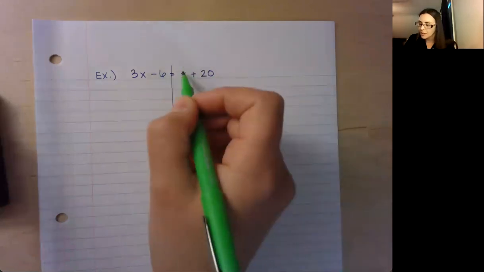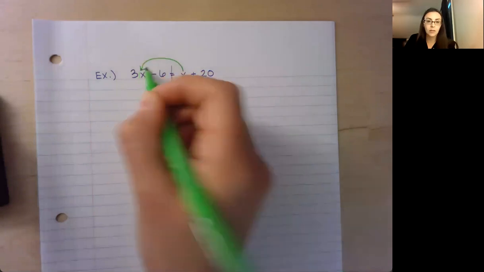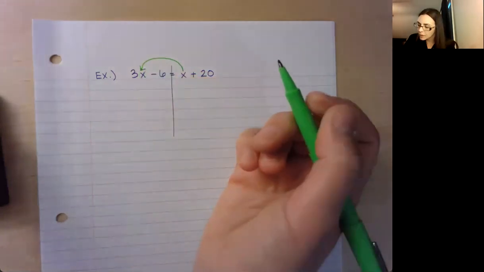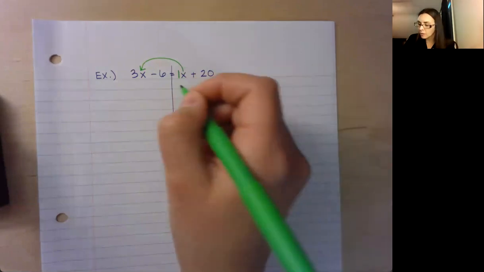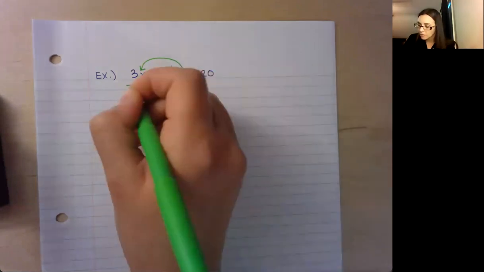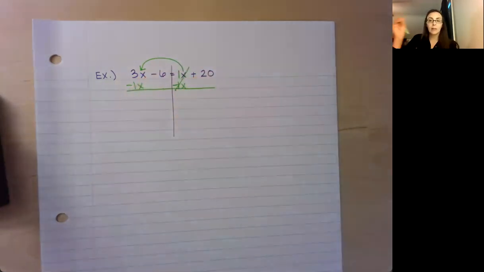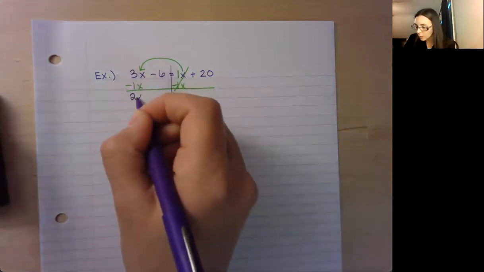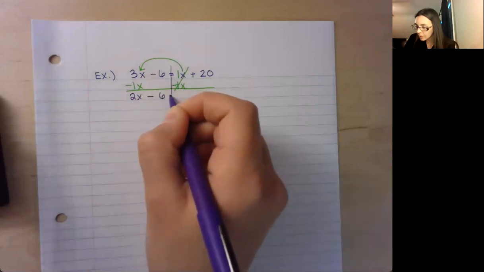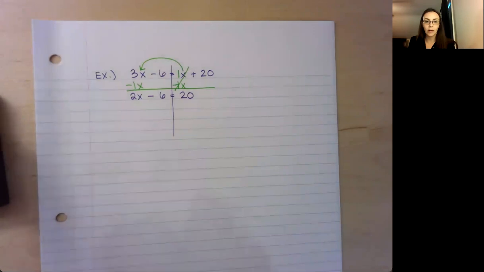So if I want to bring my variables to the left here, I'm going to take this x and I want to pair it over with the 3x because those are like terms. Now there is a 1 here. So the opposite of a positive 1x is a negative 1x or a minus 1x. And that allows me to cancel it on the right and bring it to the left. So 3 minus 1 is 2. I bring down the minus 6. And I bring down the positive 20. Notice I'm staying nice in order and very organized.